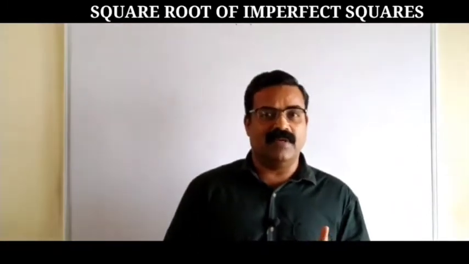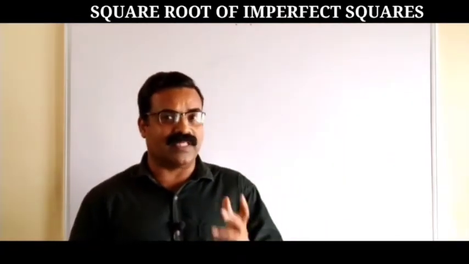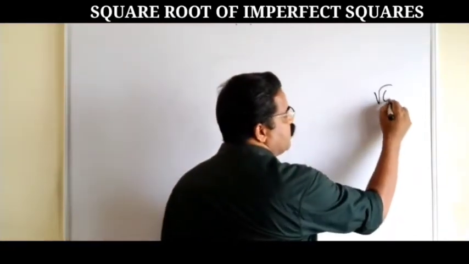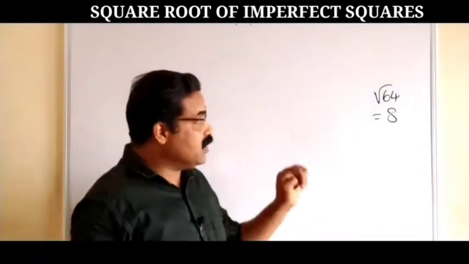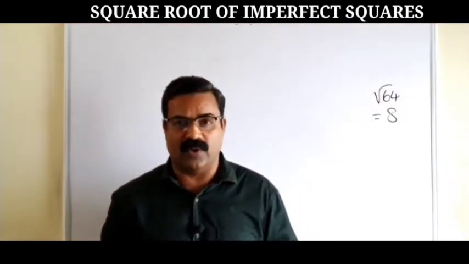Okay. So for example, I just want to ask you, what is the square root of 64? We all know it is 8. So the square root of 64 is equal to 8, because 64 is a perfect square, and 8 squared is 64, we all know it.